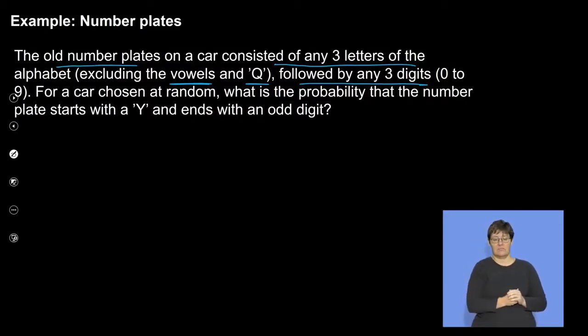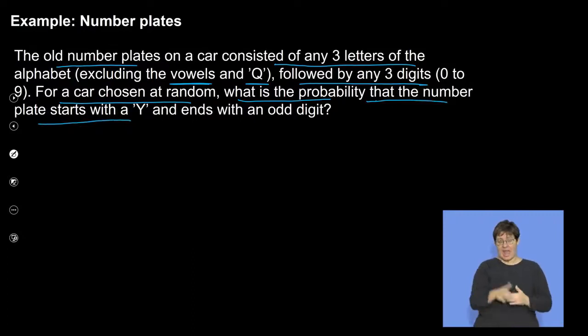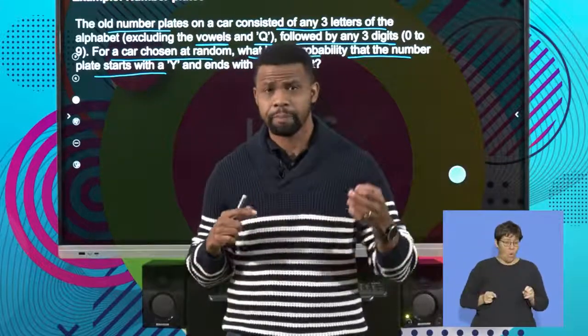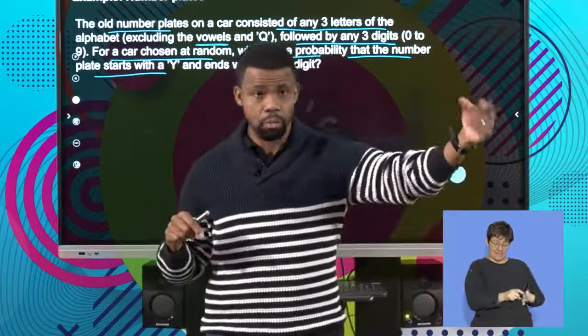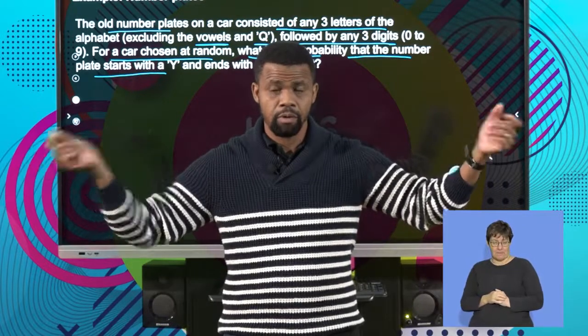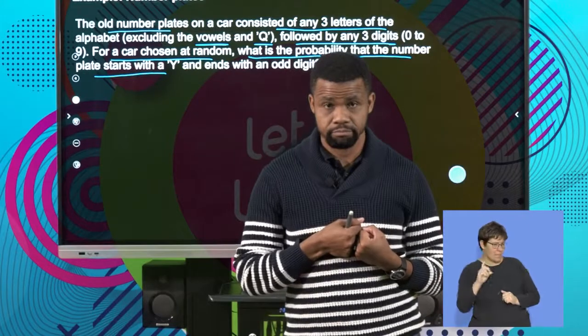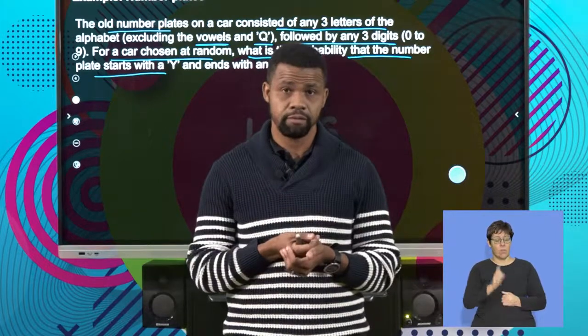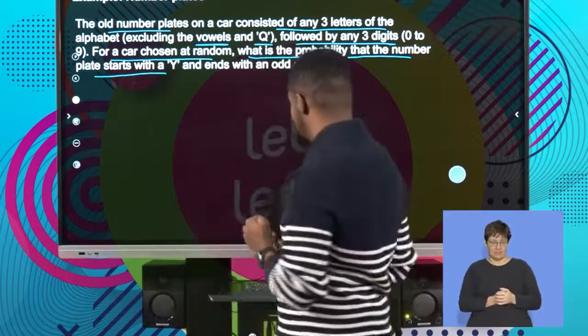So for a car chosen at random, what is the probability that the number plate starts with Y and ends with an odd digit? So the question is, if I select a car at random, what is the chance that the car number plate will start with Y and end with an odd number? What is an odd number? Have you thought of what an odd number is? Let's see how we can tackle this.